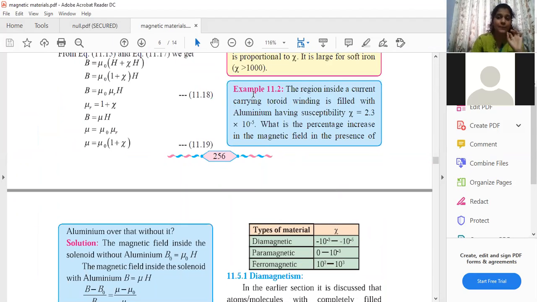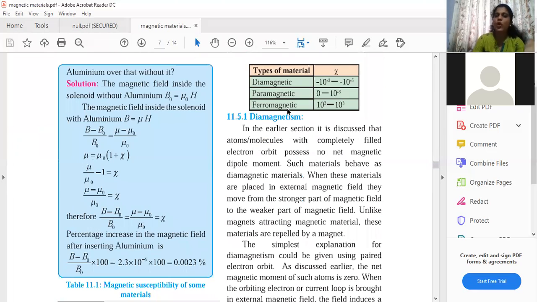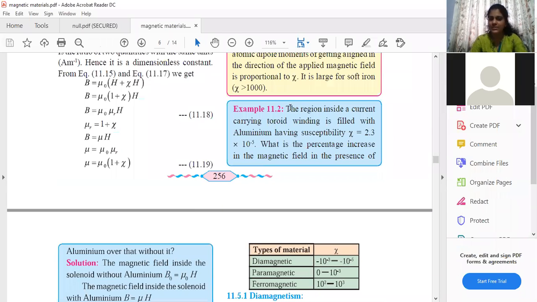Students, please mark this example as important if you have the textbook in front of you, because this is a little different, not like a normal formula where you substitute the values and get the answer. Let's look at the question. The region inside a current carrying toroid winding is filled with aluminium and has susceptibility. So consider a solenoid, a wire wound around something. And inside that wire we have kept aluminium. The material kept inside that hollow space is aluminium, and the susceptibility value they have given.